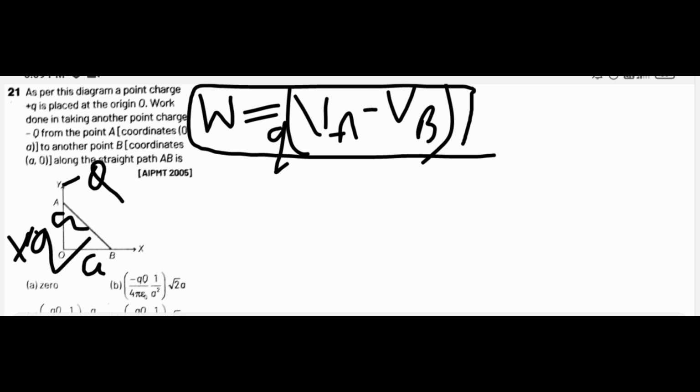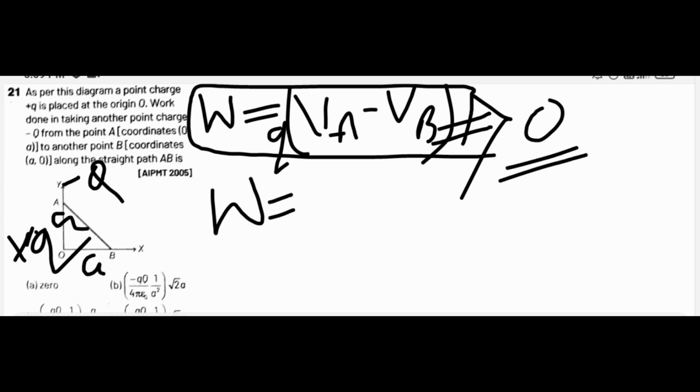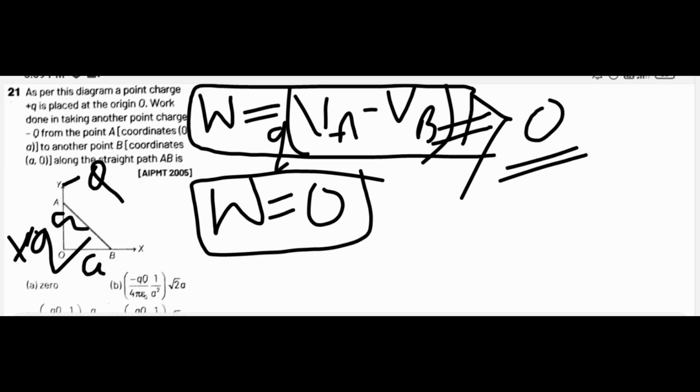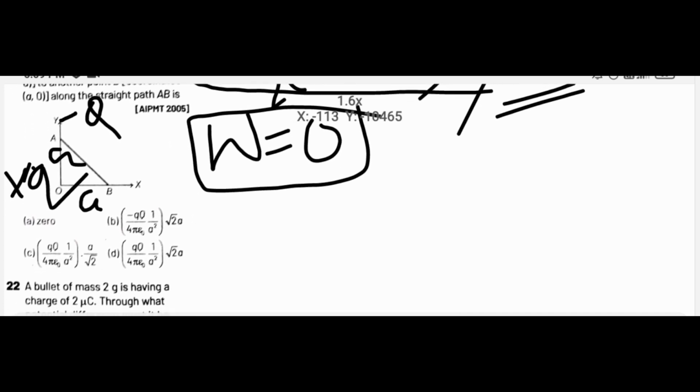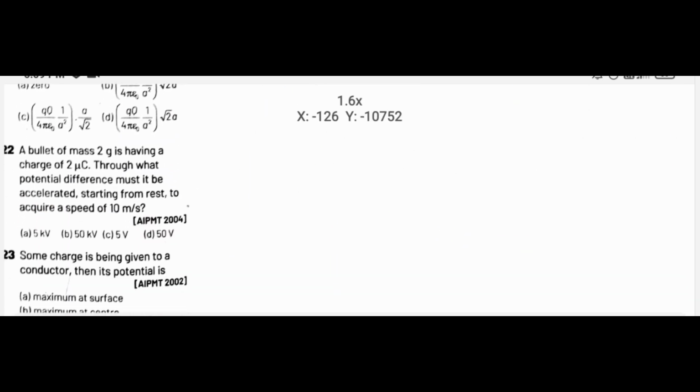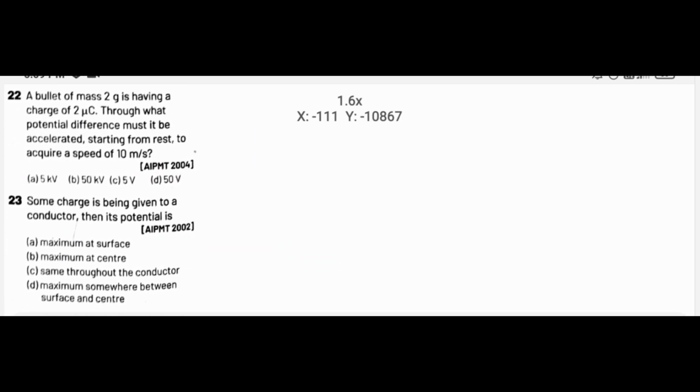So VA minus VB, again basics, they are the same, which means VA minus VB will be 0. So the entire work done to move a charge along an equidistant path will be 0. That is, there is no need of work to move a charge from point A to point B. So the answer will be 0. It is a straightforward question. Just visualize it to understand the question, and you will get the final answer.